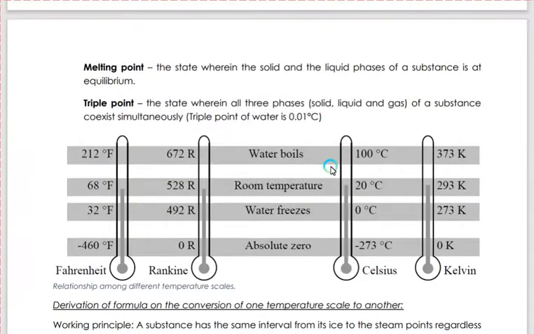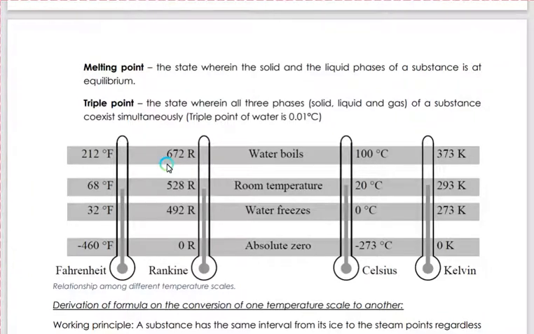Graph na siya. Okay, so if we talk about the concept of conversion of our temperature, we have Fahrenheit, Rankine, Celsius, and Kelvin. Here are their equivalents. For the boiling point of water, it is 100 degrees Celsius. If we convert it into Kelvin, this will be 373 Kelvin. Take note of its equivalents in Fahrenheit and Rankine.